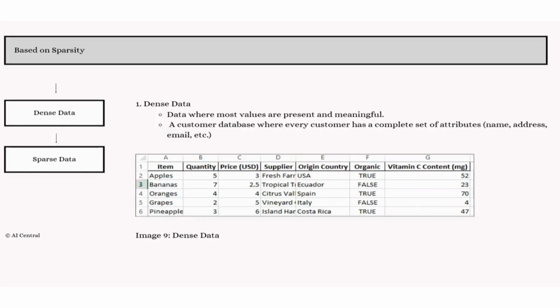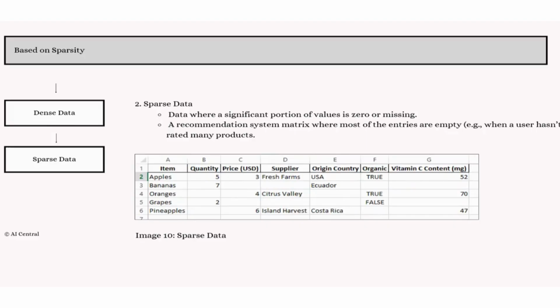And in contrast, we have sparse data. Now in this example we can see there are a few missing values. So these values represent the kind of sparse data, meaning we are not having all the values, there are some missing values over here, so it represents sparse data. So likewise this is the categorization of types of data that we can have.